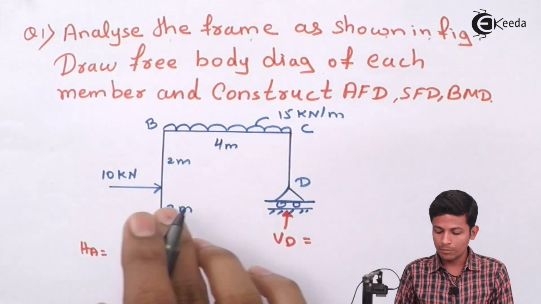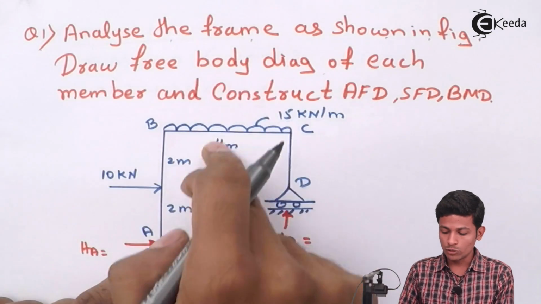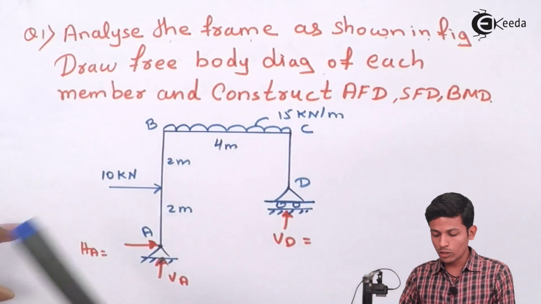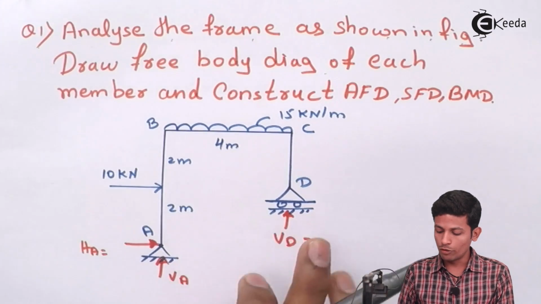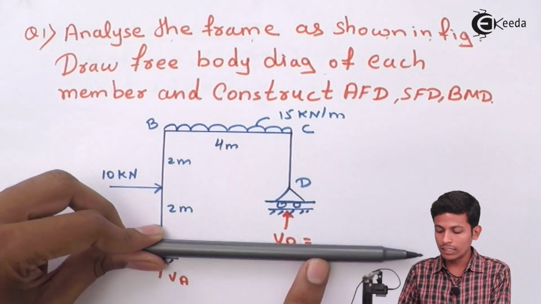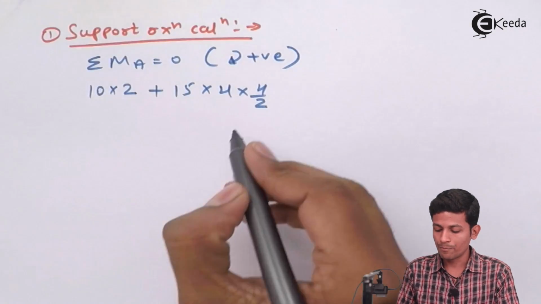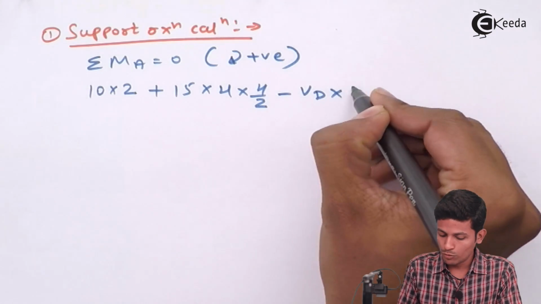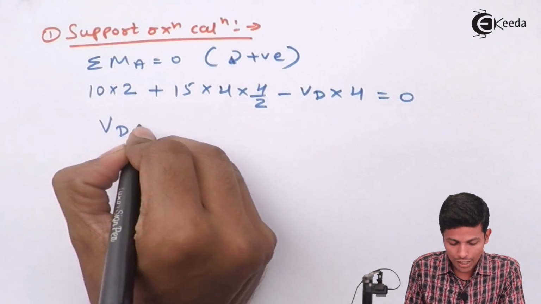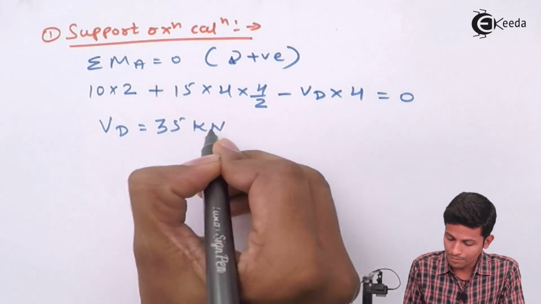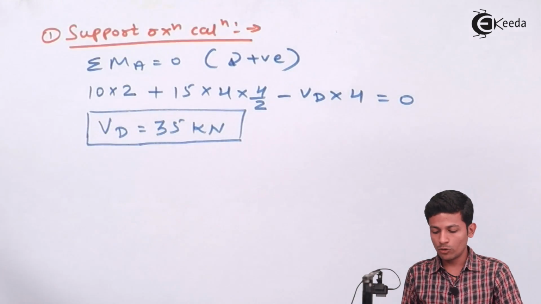Now why are we taking plus? Because we are taking moment over here. This is coming from upward to downward, so this will go like this, so this is also clockwise, so plus 15 into 4 into 4 by 2. Now this unknown VD will go like this. This will go in the anti-clockwise direction, so VD into this distance, which is 4, minus VD into 4 is equal to 0. While solving this, you get the value of VD. Your VD value will be 35 kilonewton.